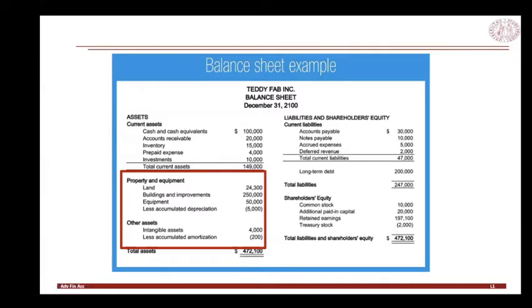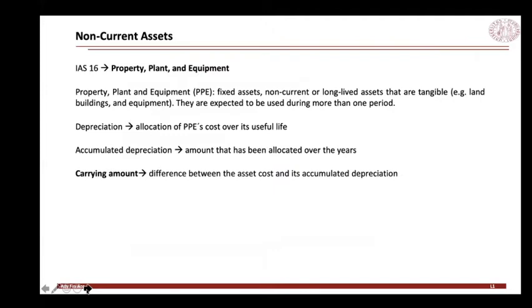Inventory, prepaid expenses, and current investments, all these are expected to be settled within the accounting period. PP&E and intangible assets usually are non-current, so we expect to use them for a longer time frame. In order to account for the PP&E cost, we use a technique called depreciation. The definition of depreciation is the allocation of the PP&E over its useful life.